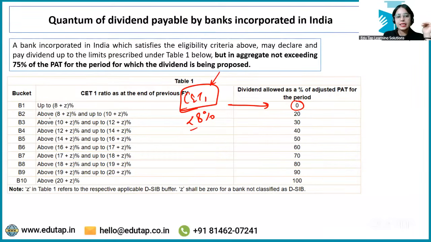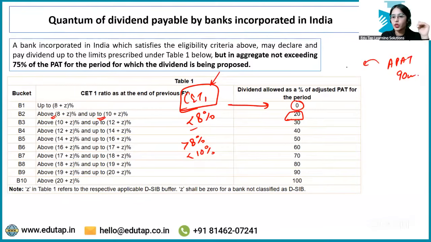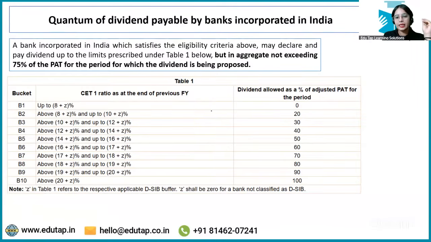Okay. Now let's say the bank has above 8%, but less than 10%. So in this case, 20% of the dividend will be allowed from the adjusted profit after tax. So if the adjusted profit after tax is 90 crores, from that 20% of the dividend payout will be allowed. Okay, this is the basic idea. Any confusion here? Even if it is equal to 8%, that is just the minimum, the bank should hold more. No confusion? So this is the idea. This is how the brackets are maintained.